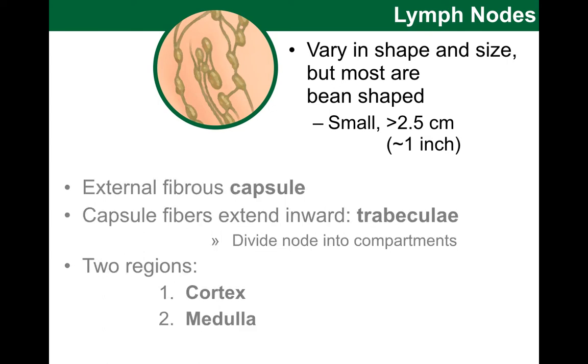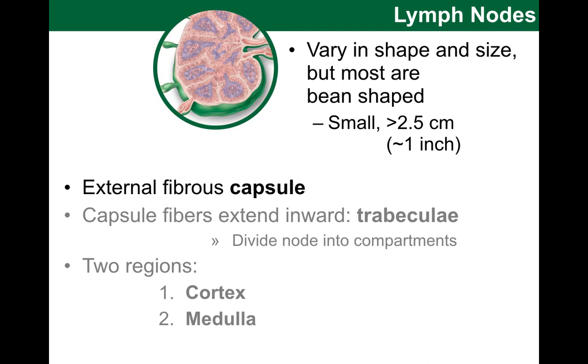Another thing to notice is that there is a capsule around the lymph node. This is fibrous, and fibers from the capsule extend inwards in a structure called trabeculae. These divide the lymph node into separate compartments. And finally, I want to highlight that we have two histologically distinct regions in a node, the more external cortex and the more internal medulla. And now we will discuss these two regions in a little more detail.